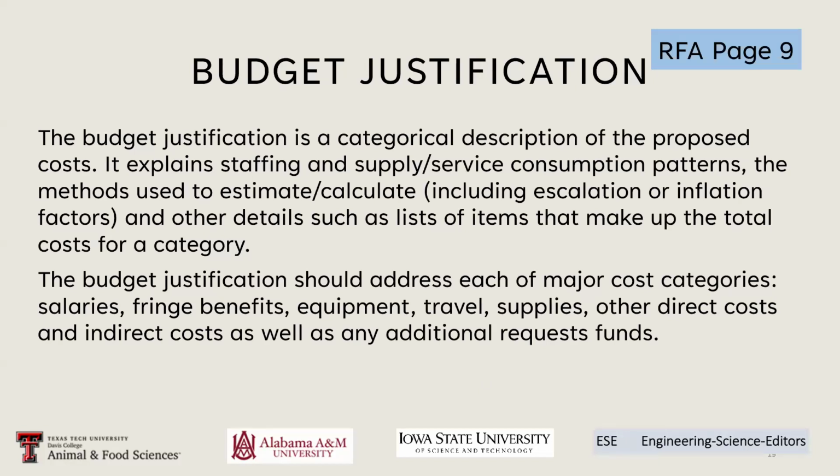So the budget justification is a category or description of the cost. I'm going to explain staffing, supplies, the patterns, estimates of media. It takes into account inflation rates and the total budget per category. It includes things like salaries, fringe benefits, equipment, travel, and other indirect and direct costs that may be associated with your grant.